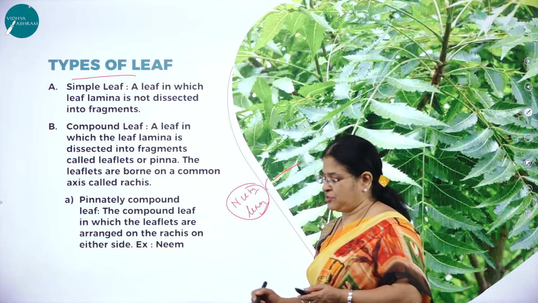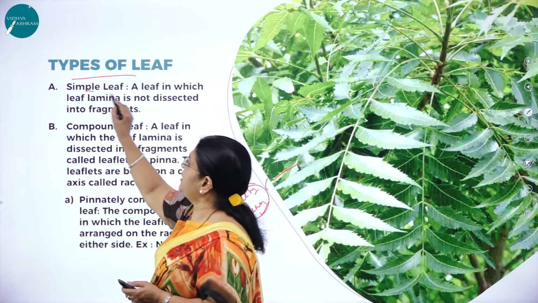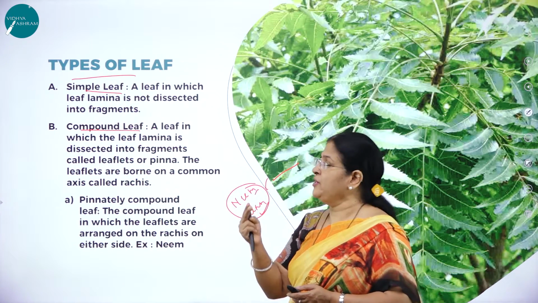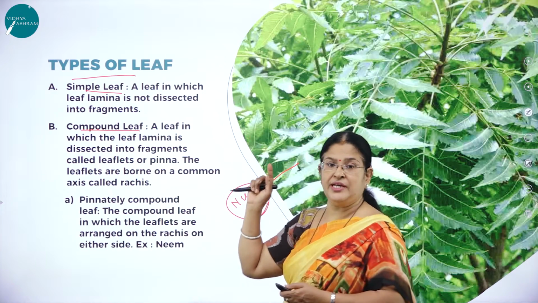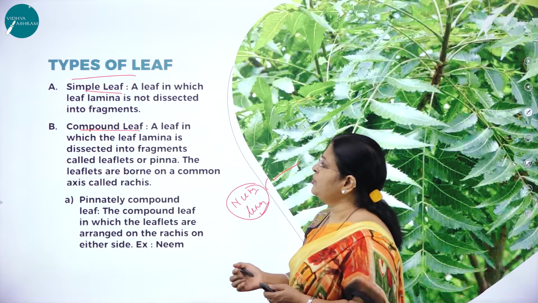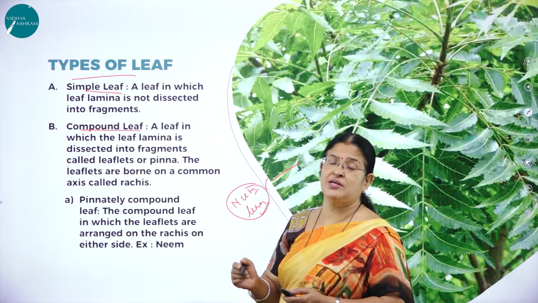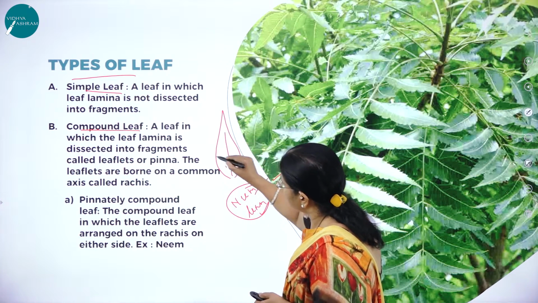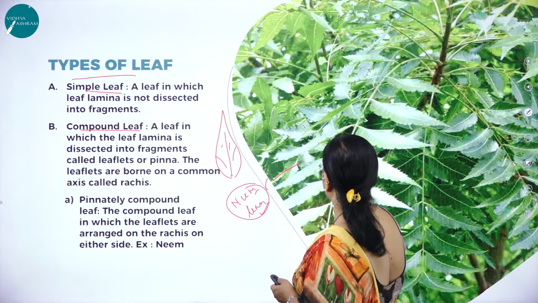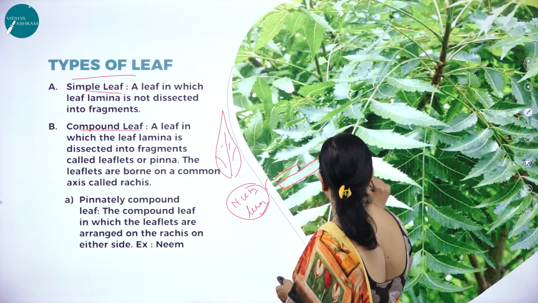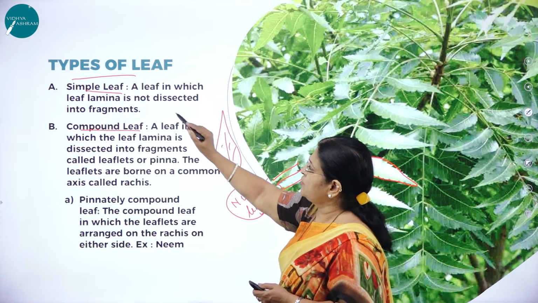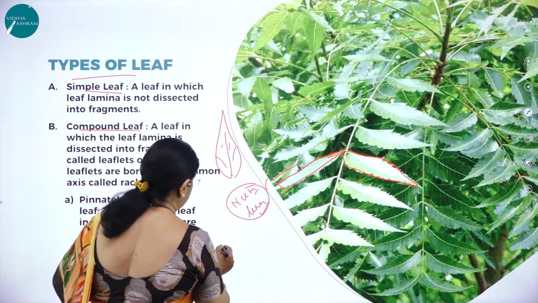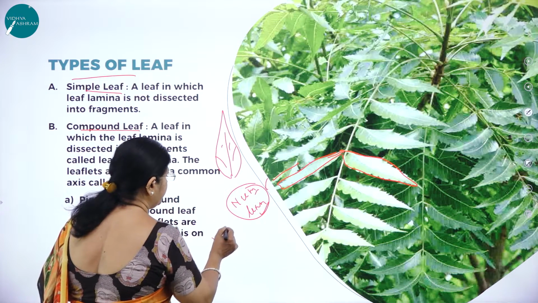Now let us study the types of leaves. There are two types of leaves. One is called the simple leaf, the other one is called the compound leaf. So what are the two types of leaf? What is the difference between them? You might have come across the hibiscus leaf. Here you can see how the leaf is like this. So what is a simple leaf? The hibiscus leaf is a classical, typical example of a simple leaf.